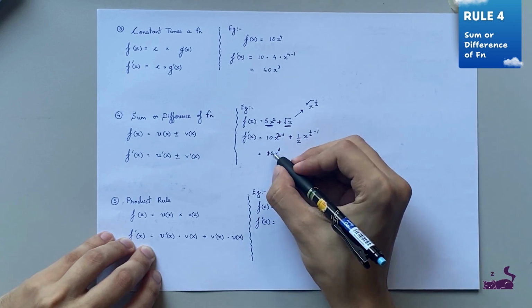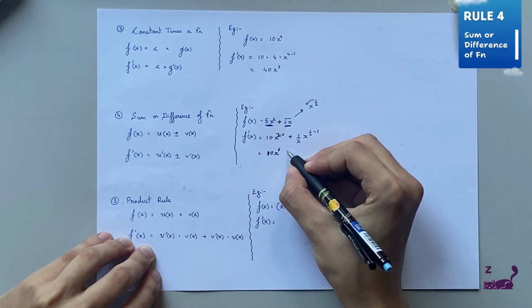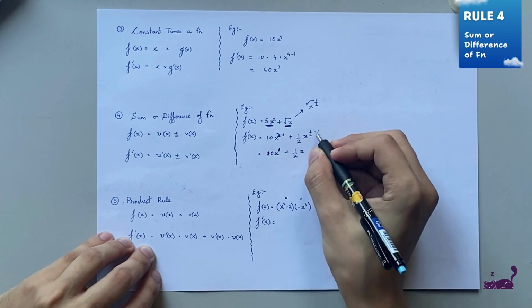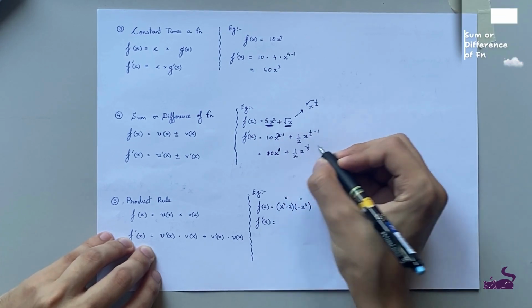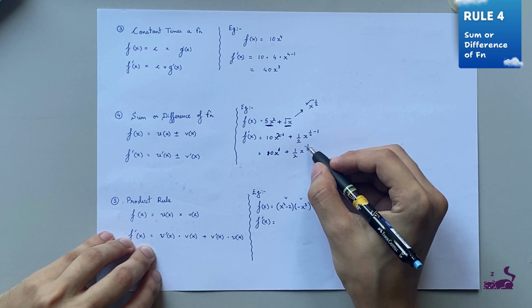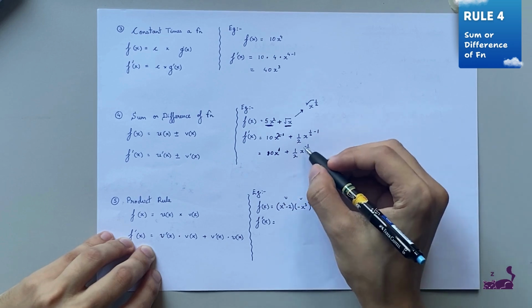So this becomes 10x raised to the power 1, and then we add the values, this becomes half x, but when we subtract 1 from the half, this becomes negative half. And we know that we can solve this even further because x to the negative power, we can also bring it down, right? But you can also leave your answers over here, it's completely fine.